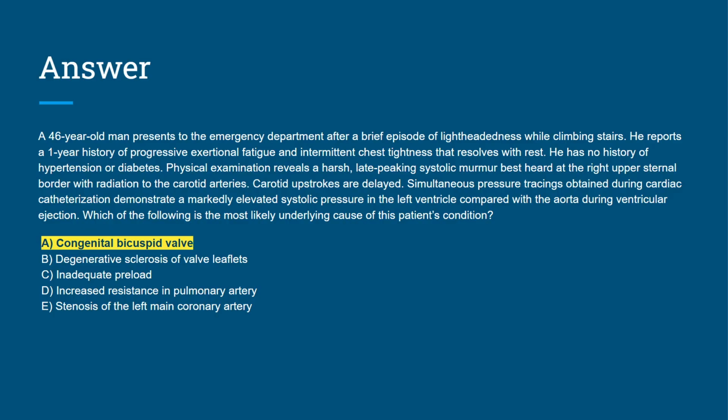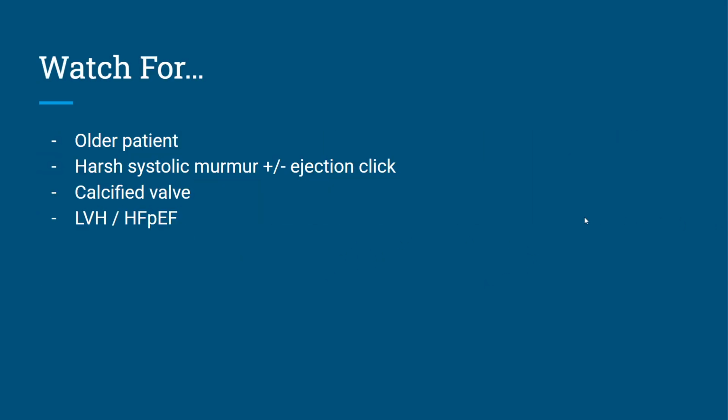And because the man's age is not old, you would think it's more of a congenital bicuspid valve, rather than B. B is the most common cause of aortic stenosis, but it's seen in elderly patients, so patients greater than 65. So that's why it's not B, and the rest are just kind of random fillers.